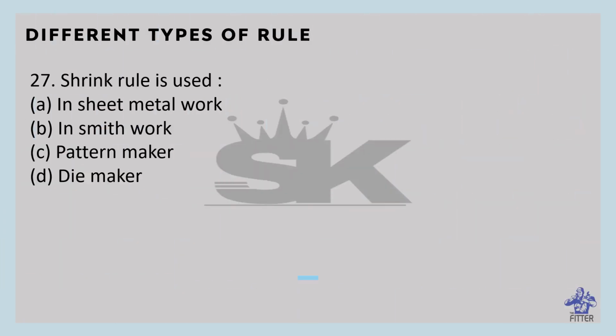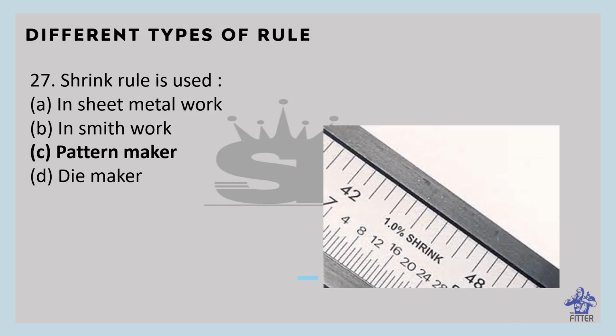Shrink rule is used for pattern making. It is a special type of rule which is used to ease pattern making. It looks like a simple rule, just the graduations on it are bigger than a simple rule. You can see in the picture.